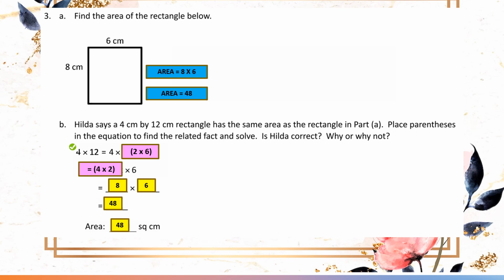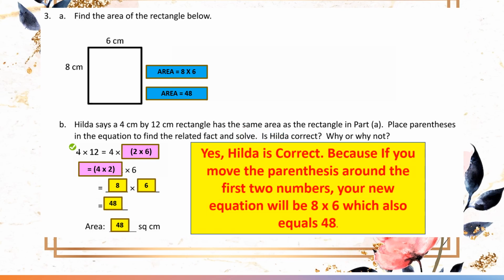Now, is Hilda correct? Why or why not? Yes, Hilda is correct. Because if you move the parentheses around the first 2 numbers, your new equation will be 8 times 6, which is also 48. Now you may want to go ahead and pause your video and write the information down so that you have the correct information for your homework.